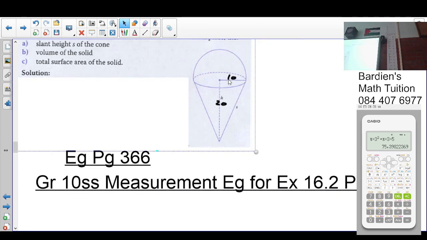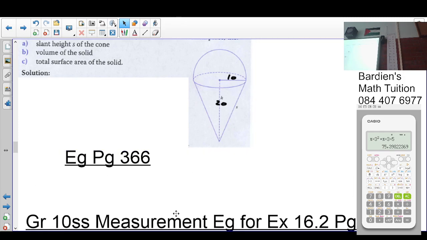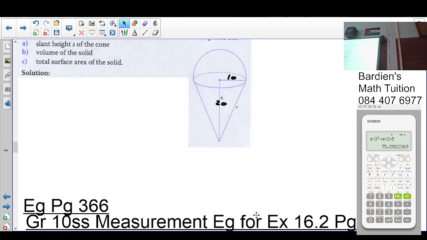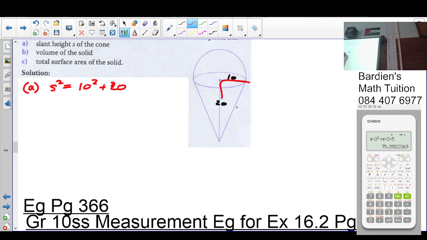Use Pythagoras. So let's go with the slanted height of the cone. That would simply be s squared is equal to 10 squared plus 20 squared. As you can see, this is a right angle triangle.